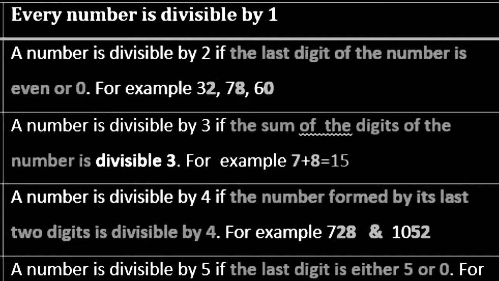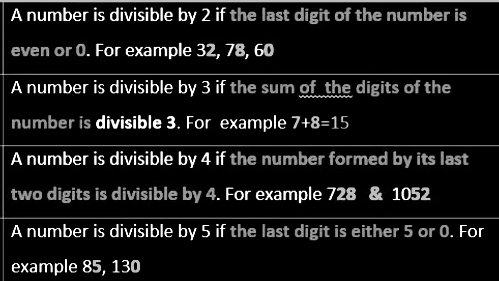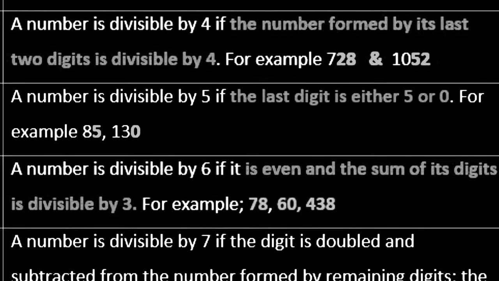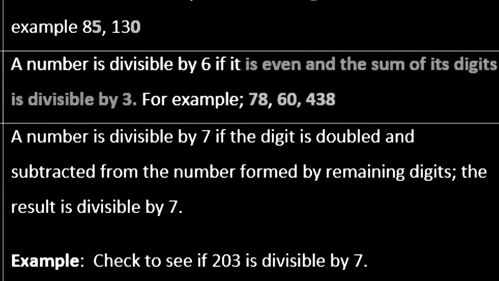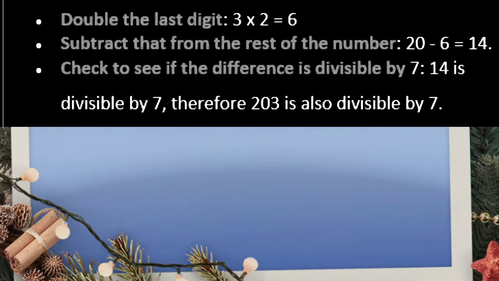A number is divisible by 6 if it is even and the sum of its digits is divisible by 3. For example, 78, 60 and 438. See, these numbers are even, and when we add the digits the sum is divisible by 3. Let us see the divisibility test of 10. It's very easy. When 0 is in the unit place of any number, that number is divisible by 10.